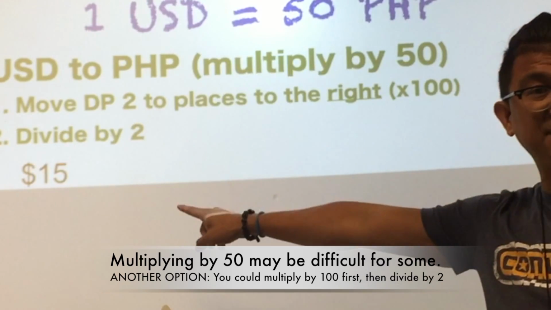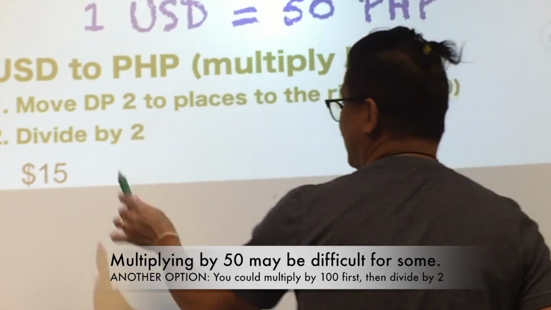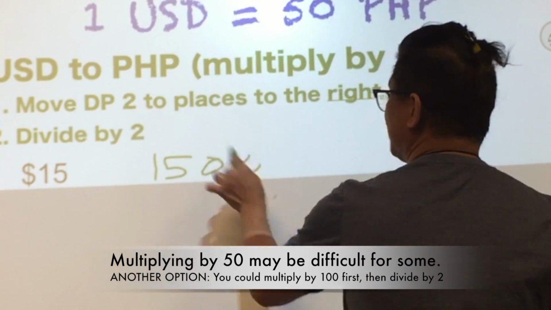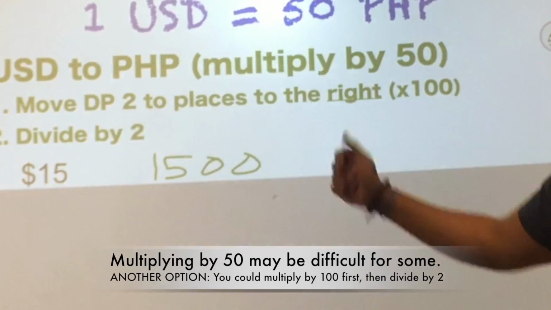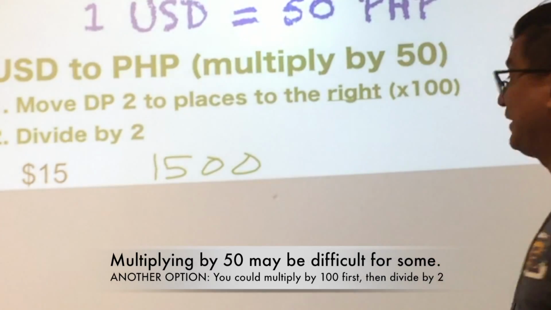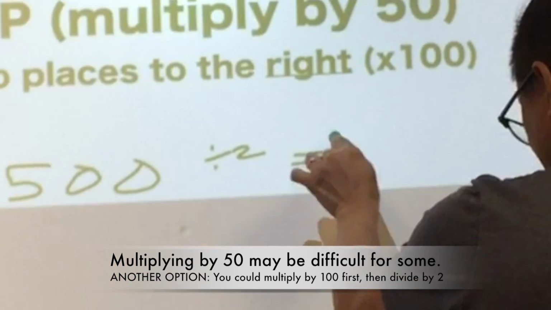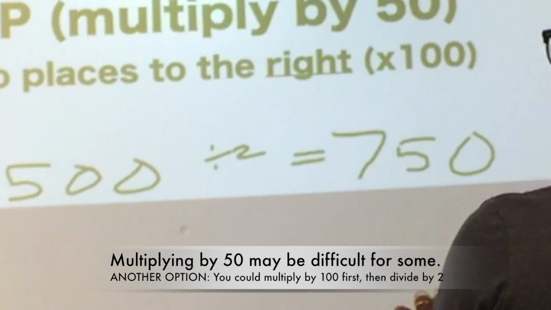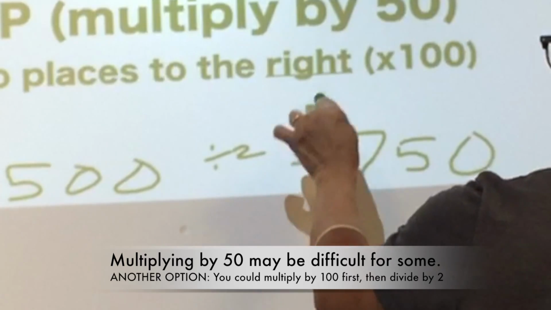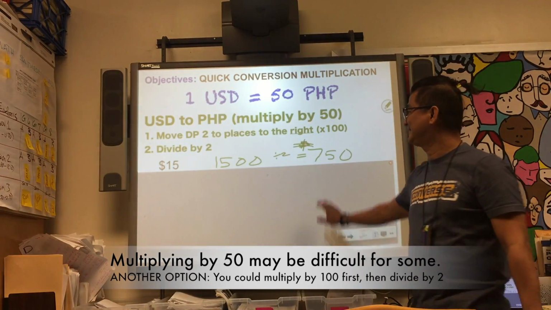So if I multiply 15 by 100, just think of 15 followed by 2 zeros, right? And then after that, that's 1500. What's next? Divide it by 2. Divided by 2, that's going to be 750. This will now be pesos. Alright? Easy enough. Isa pang example.